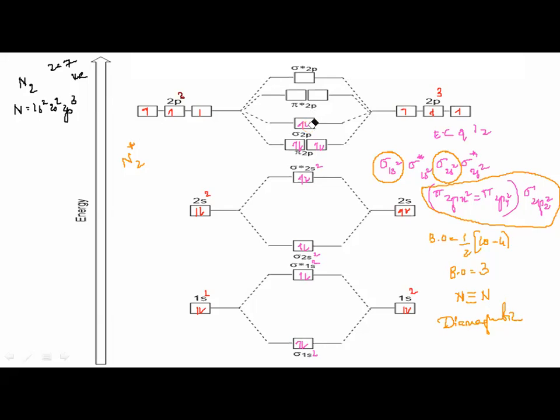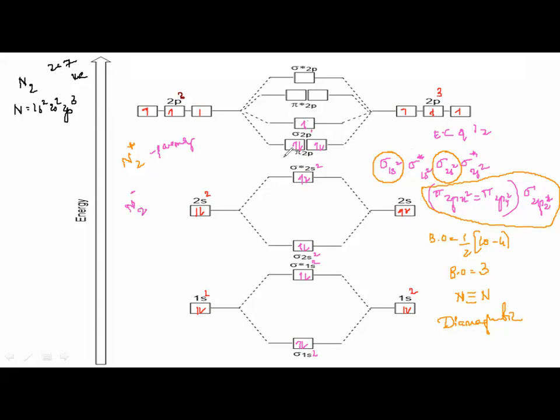So if it is N2 plus, there will be only one electron here, because one electron has to be removed. And configuration will be what? Sigma 2pz1. So can I say N2 plus is paramagnetic? N2 plus is paramagnetic because it is having an unpaired electron. N2 is diamagnetic. N2 plus is paramagnetic, and its configuration will be sigma 1s2, sigma star 1s2, sigma 2s2, sigma star 2s2, pi 2px2, pi 2py2, sigma 2pz1.